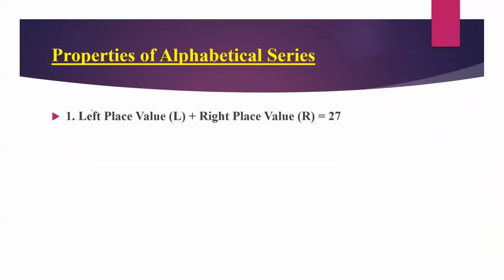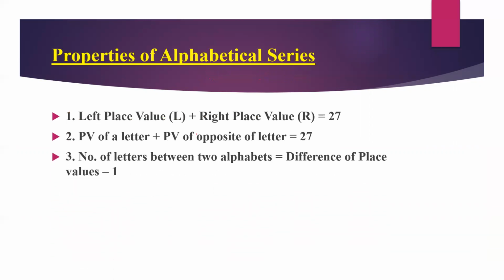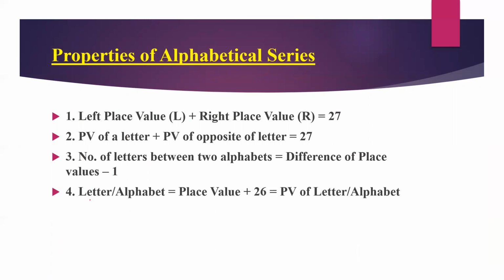The first property was: left place value of any letter plus its right place value is equal to 27. The second property was: place value of any letter plus place value of the opposite of that letter is equal to 27. Third, to find the number of letters between two alphabets, we use the formula: difference of place values less 1. And the last one was to find the letter at any place value. We use the formula: place value plus 26 is equal to the place value of that letter.